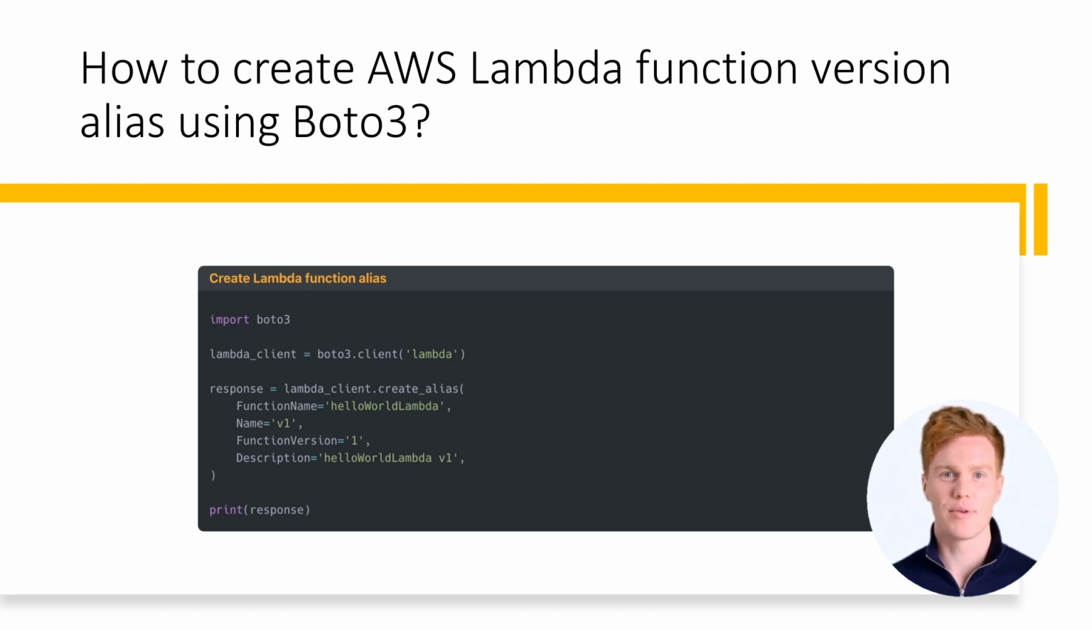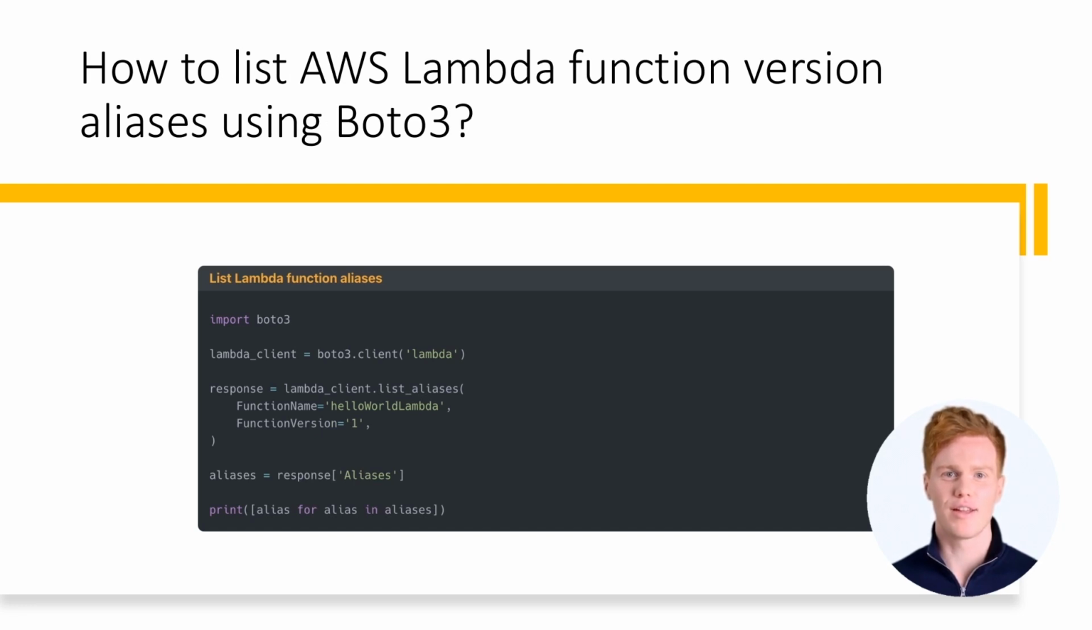Several facts to keep in mind about Lambda aliases. Alias names are unique for a given function. An alias can point only to a function version, not to another alias. And finally, you can update an alias to point it to a new function version. In our example, we're creating an alias named v1 for the first version of the Lambda function named HelloWorldLambda. To list Lambda function version aliases, you need to use the list aliases method of the Boto3 Lambda client.